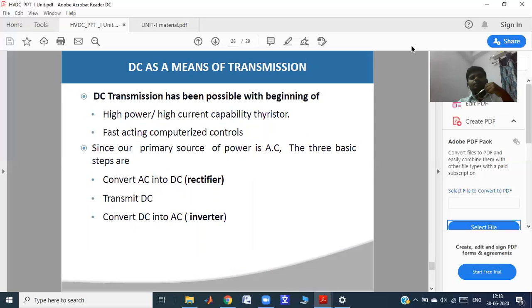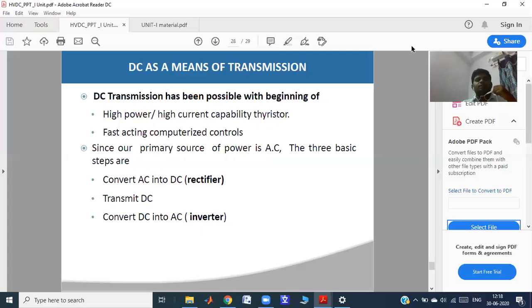Next, DC as a means of transmission. As already told, the HVDC system is sometimes also known as the power superhighway. Another name is the electricity superhighway.